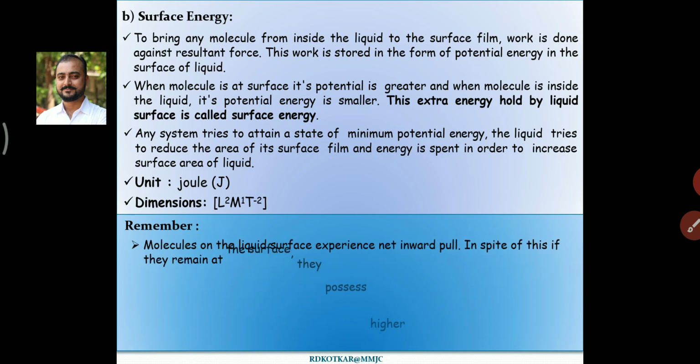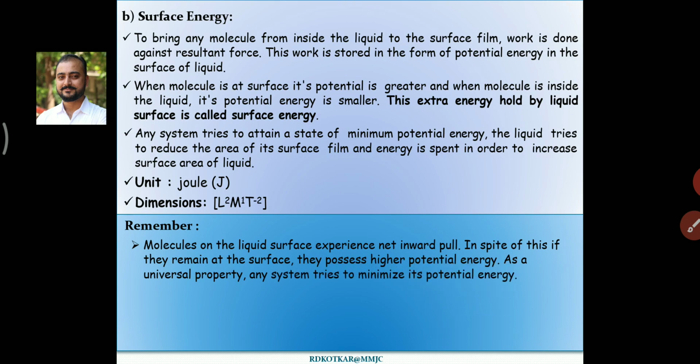The molecules on the liquid surface experience a net inward pull. In spite of this, if they remain at the surface, they possess higher potential energy. As a universal property, any system tries to minimize its potential energy, and hence the liquid surface tries to minimize its surface area. The things that you studied in this topic and in the previous topics are collectively given in these 2-3 lines.